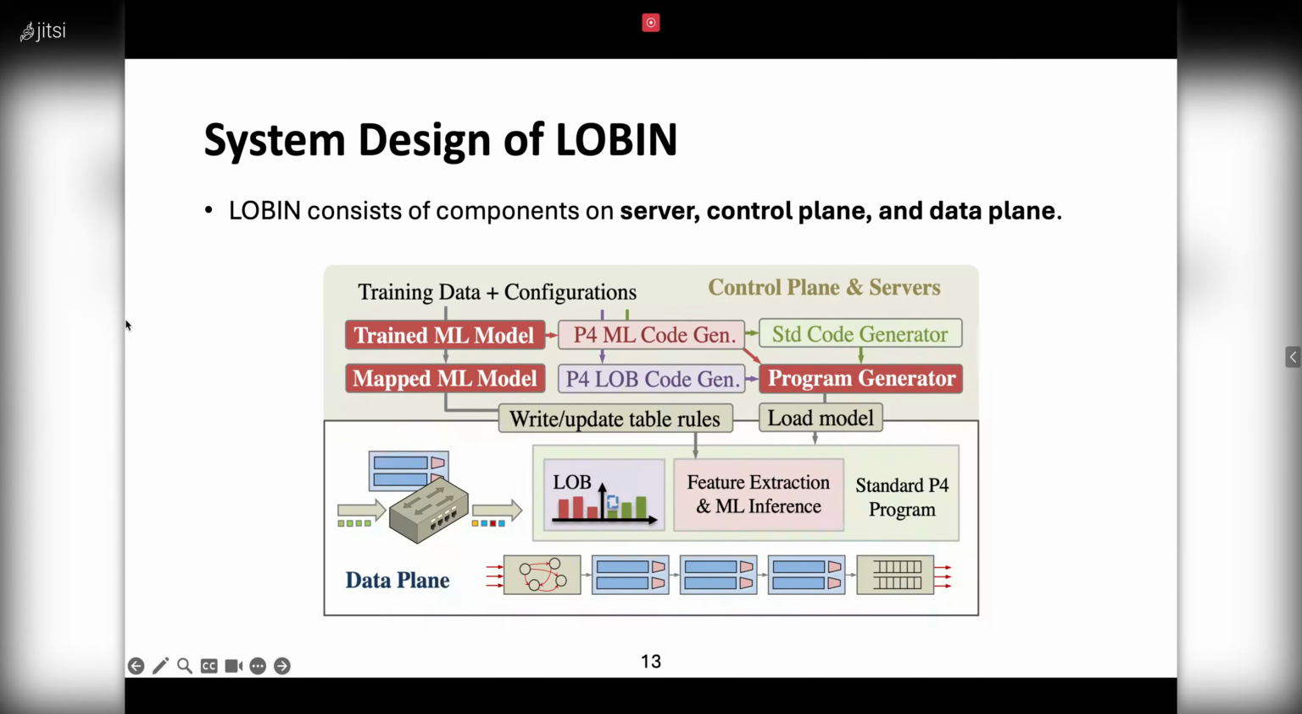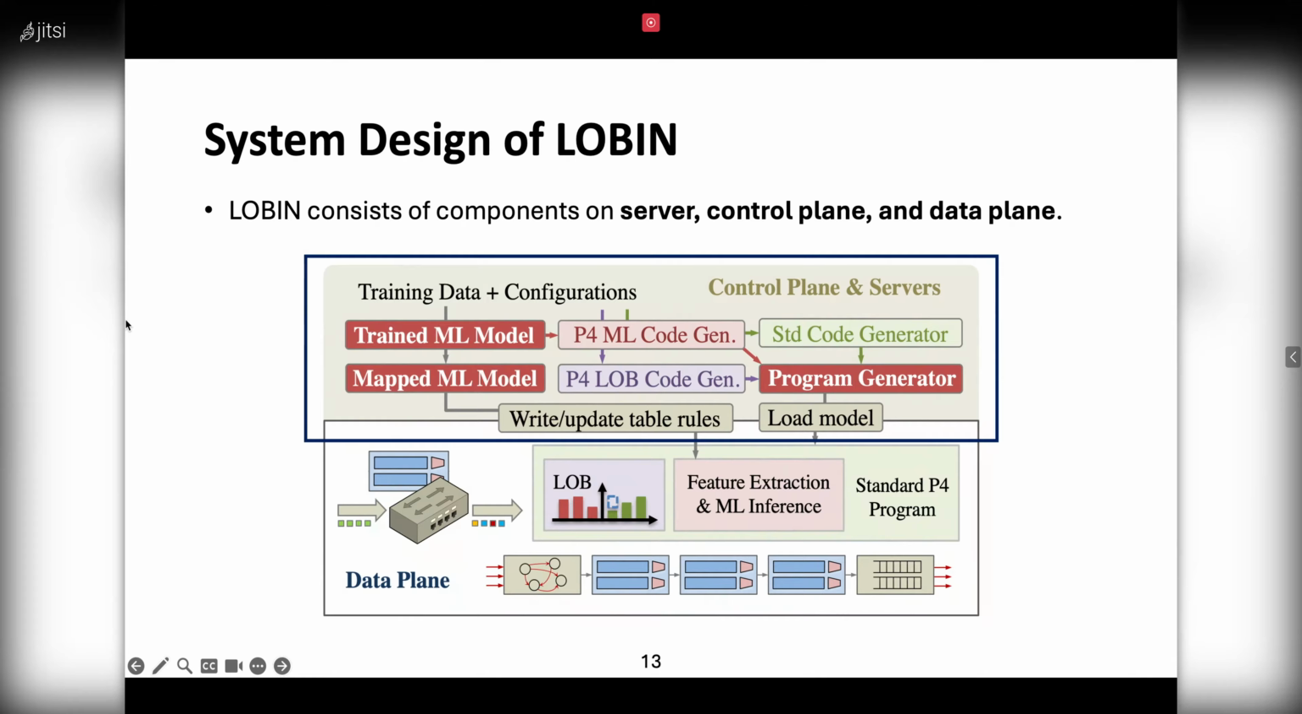This is the system design of LOBBING. It consists of components on the server, control plane, and the data plane. First on the control plane, we have our training data, like historical data of a single stock, and some training configurations. The first step is to train a machine learning model, and then we want to map that machine learning model within the network itself.